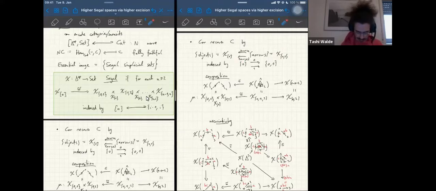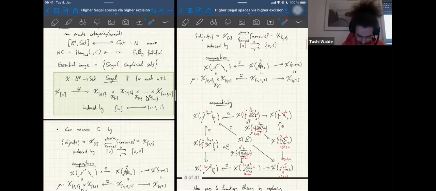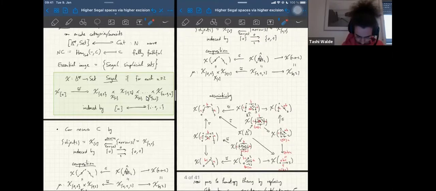And then there's this nice way of getting a composition where we can look at this span of maps here. So we have this triangle, and we can project either to the first and the second arrow or to the long arrow at the bottom. And by the Segal condition, this first map is an isomorphism, so we can invert it, and then this composite will give us the composition in our category.